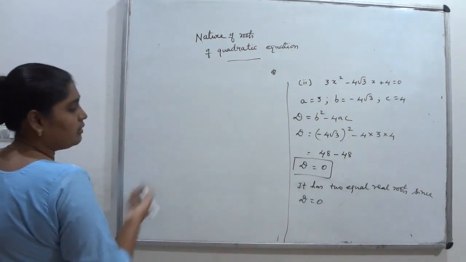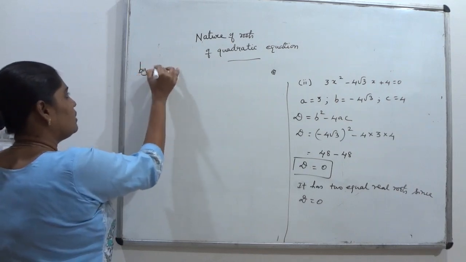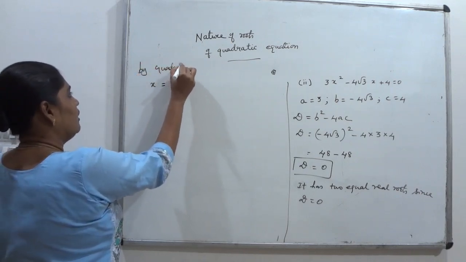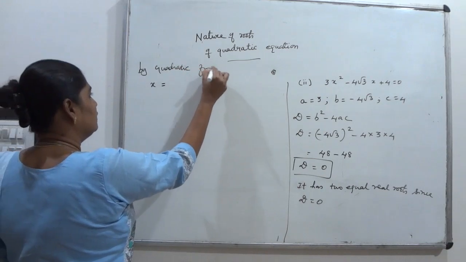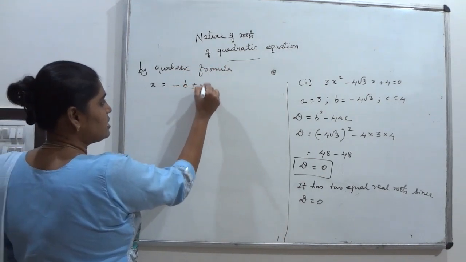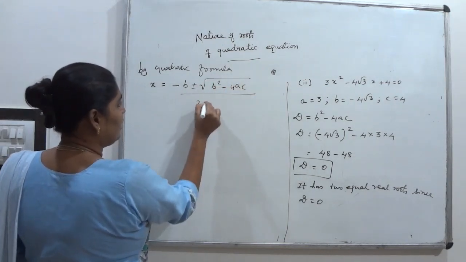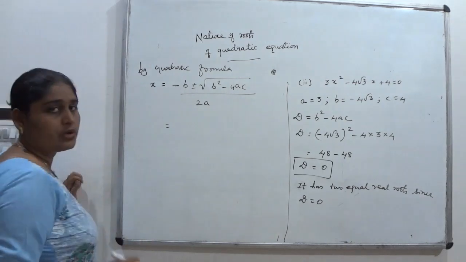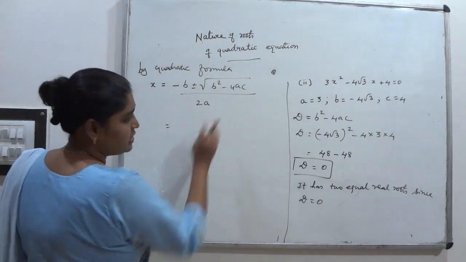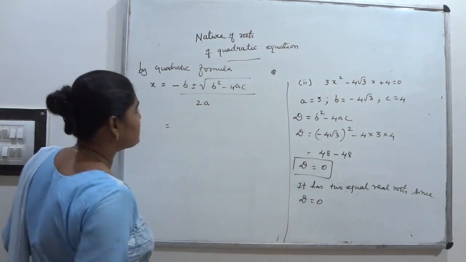I am using here the quadratic formula. You know that quadratic formula. Write it here: by quadratic formula, x equal to minus b plus or minus square root of b square minus 4ac upon 2a. You know this formula, we already used. Why am I using this one? I already got that b square minus 4ac value, so this is very simple.